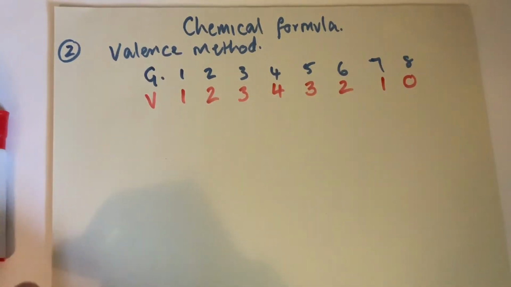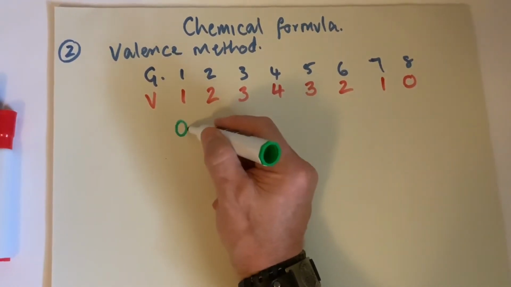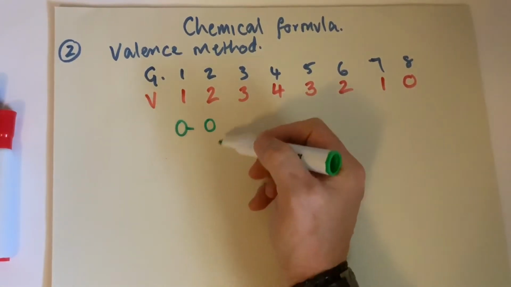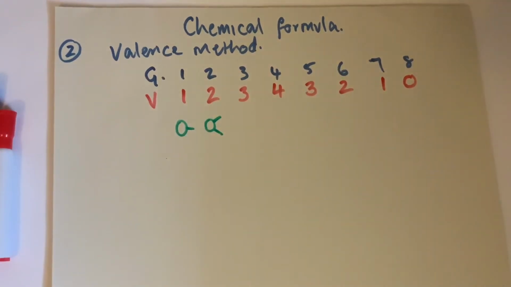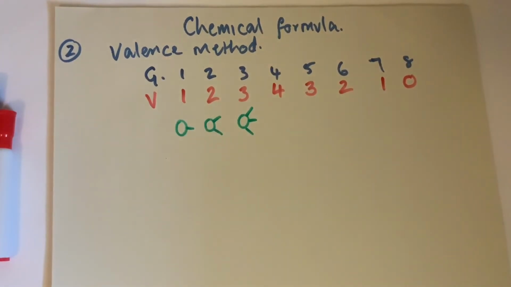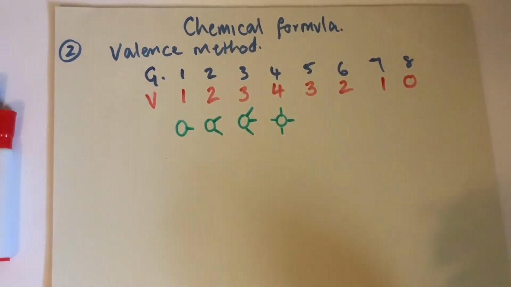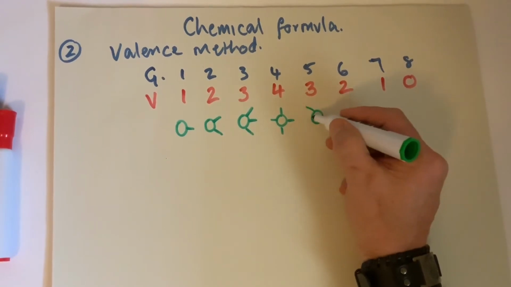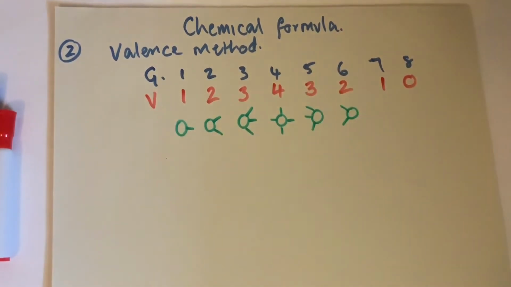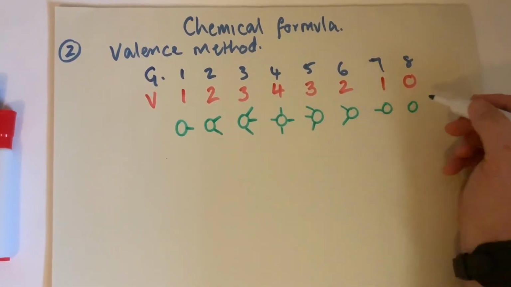Think of it in terms of arms. If it's in group 1, there's my element. It has 1 arm, so it can make 1 bond. If it's in group 2, it has 2 arms. It can make 2 bonds. Group 3, 3 arms. Group 4, 4 arms. And likewise, if it's in group 5, it can make 3 bonds. Group 6, 2, group 7, 1, group 8, none.